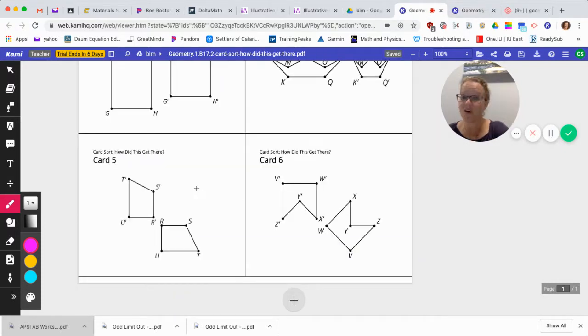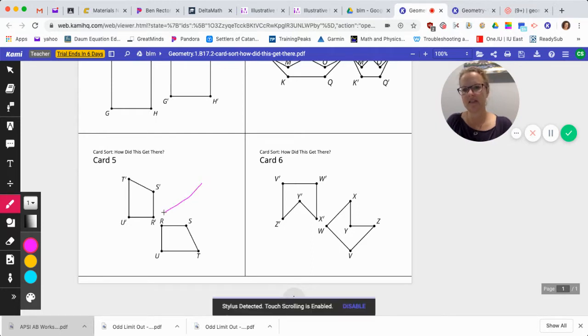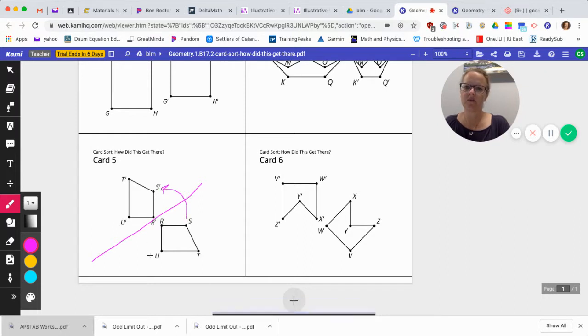All right, here we have RSTU. What Diego said was, I see why a reflection could take RSTU to R prime, S prime, T prime, U prime, but I'm not sure where the line of reflection is. I'll just guess. So actually on this one, there is a line of reflection, and you should never just guess. Okay, the line of reflection is there. We're reflecting over. Don't worry, I'm going to erase this.